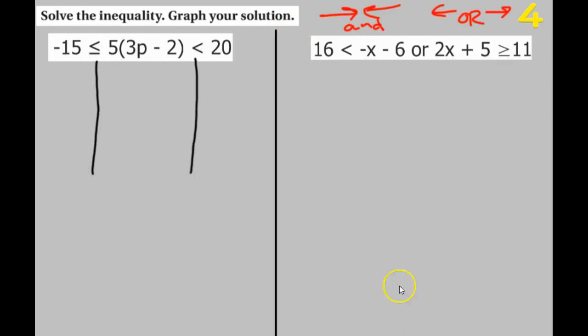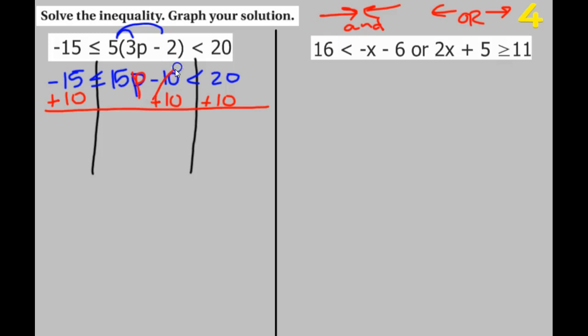So I'm going to solve this. We can distribute first. If you wanted to divide everything by 5 to just get rid of the 5, that works too. So I'm going to distribute 15p. 5 times negative 2 is negative 10. And then we want p all by itself, so first get rid of adding and subtracting. I'm going to add 10. So those eliminate. I have 15p. On this side, 10 plus 20 is 30. And on this side, a negative 15 and a positive 10, there's more negatives, negative 5.